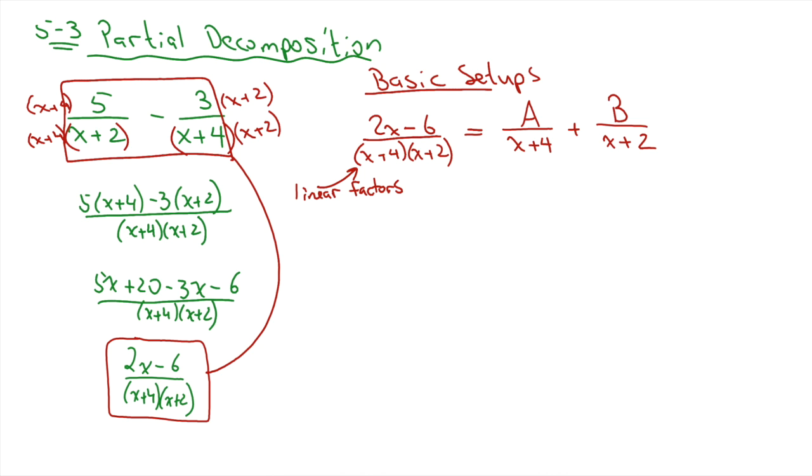If there were 3 linear factors in the bottom, you'd have plus c over the next factor, plus d over the next factor. So it can get really quite long. We'll do one of those at the very end of class.